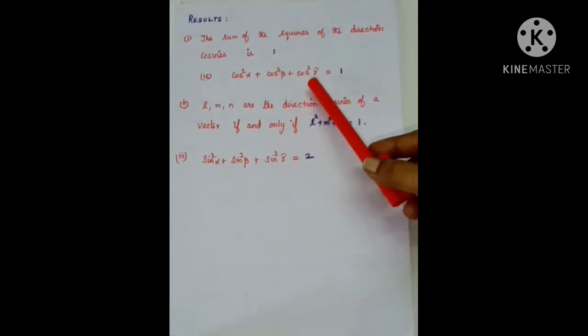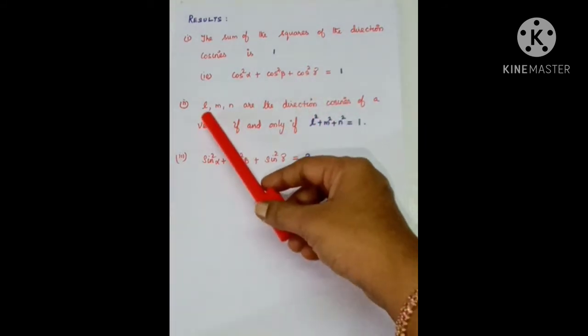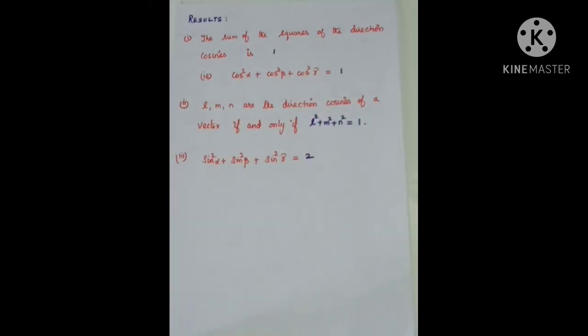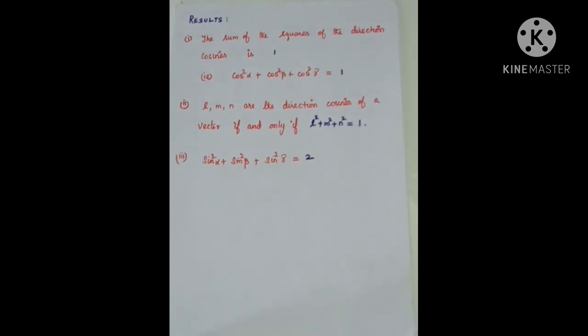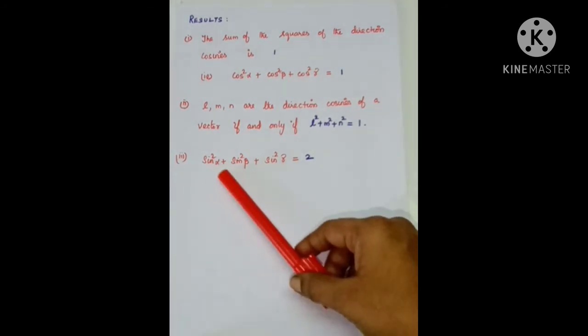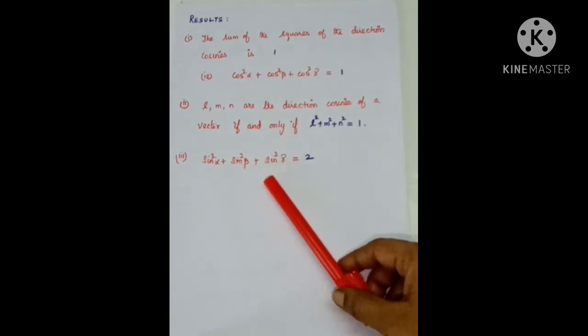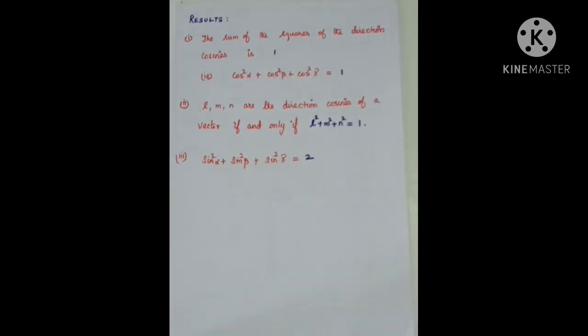Or instead of angles, if you have l, m, n as the direction cosines of a vector, then l, m, n are direction cosines if and only if l squared plus m squared plus n squared is equal to 1. The sum of the squares of the direction cosines is equal to 1. And you see that the sum of the squares of the direction sines is equal to 2. That is sine squared alpha plus sine squared beta plus sine squared gamma is equal to 2.